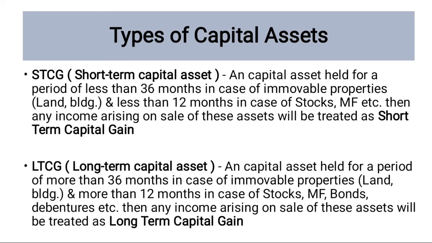So the period is bifurcated into 2, movable property and immovable property. For immovable property, 36 months is considered for short term capital gain, and for movable property like stocks, mutual funds, vehicles, jewelry, etc., less than 12 months is counted for short term capital gain. And opposite to this, long term: if we purchase any asset and sell it after a period of 36 months or 12 months, as the case may be, the gain arising on sale of such asset will be termed as long term capital gain.